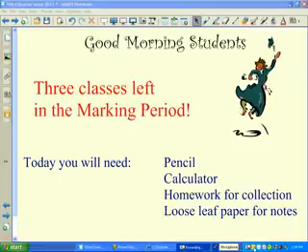Are you ready? So, for today, we're going to need a pencil and a calculator. I collected the homework and the classwork that was not done from last class for a grade. And also, you're going to need loose leaf paper for your notes.